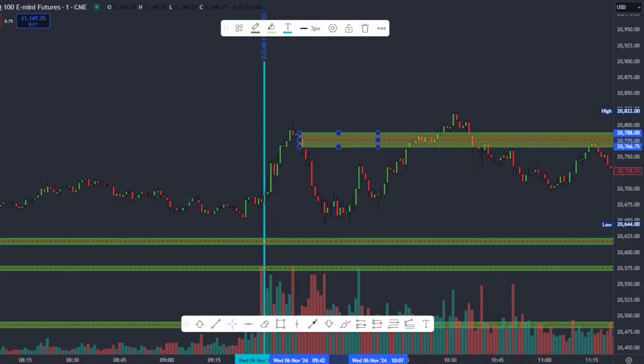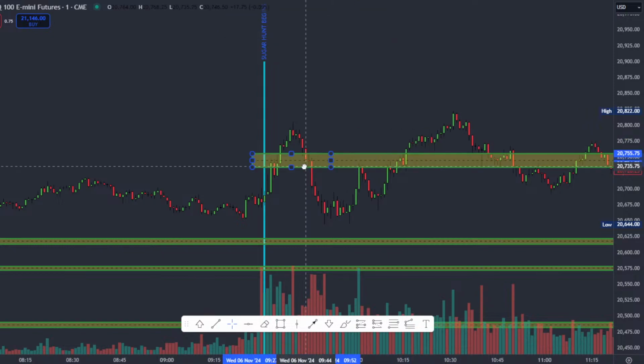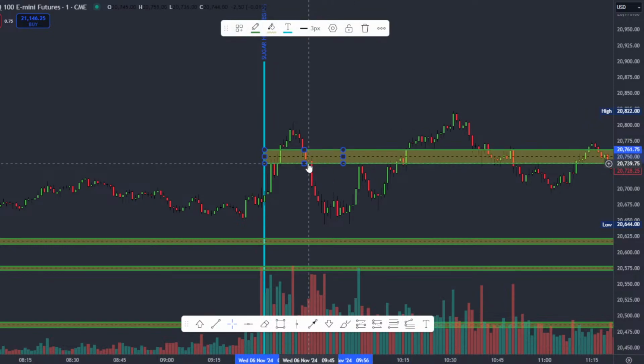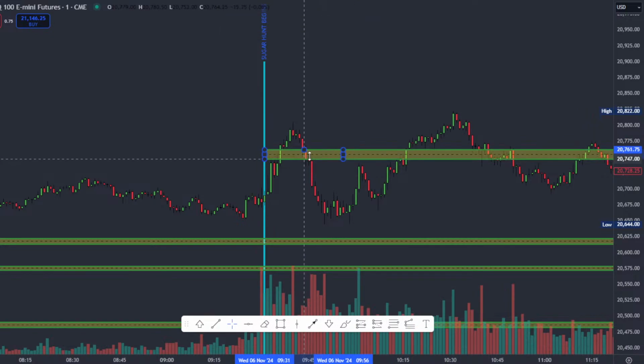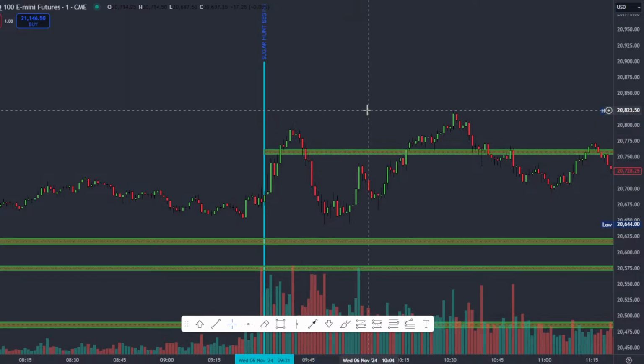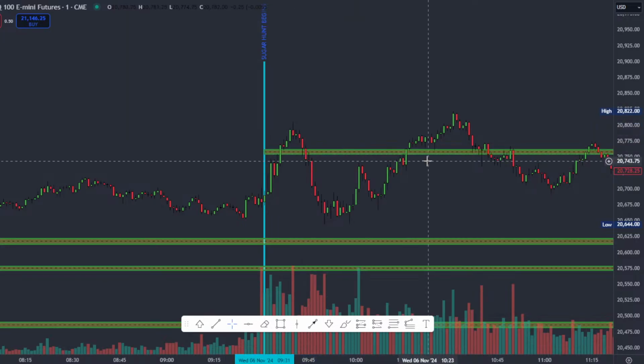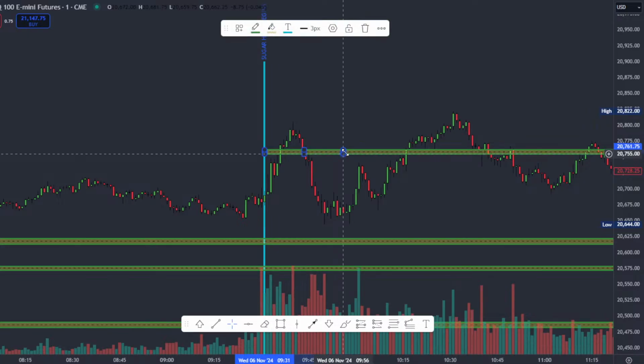Yep, there you go. That's a small gap. Pretty small, right? But like I said, don't worry about how big or small, as long as you can locate it. All right, put it right there. Boom. Good to go.